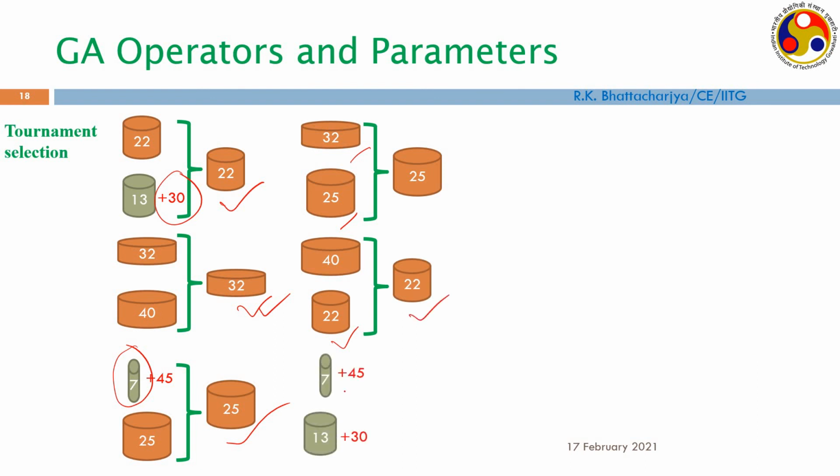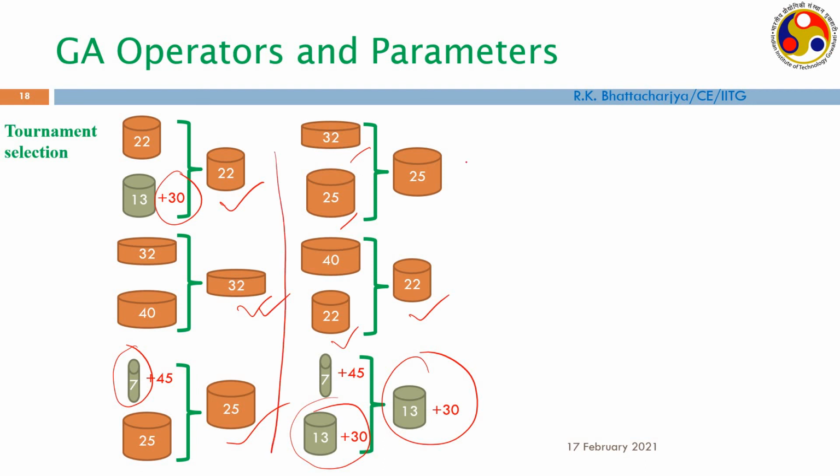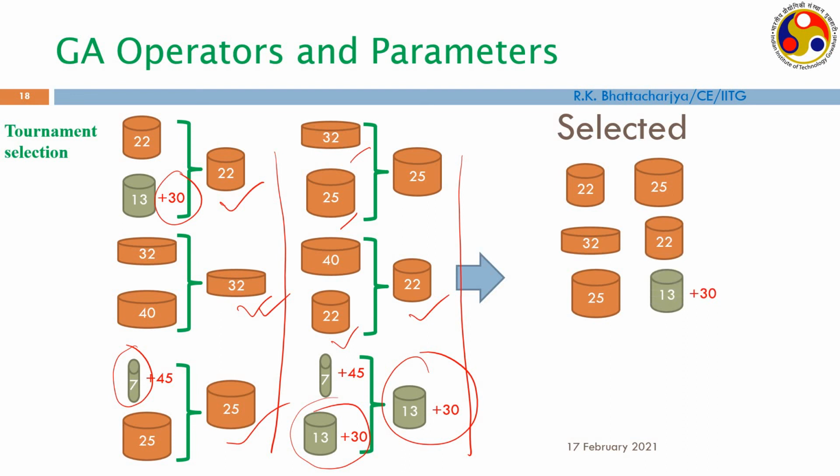And then 7 and 13. Both of these are infeasible solutions, not acceptable. But if you look at the violation, the violation of this one is less, 13 versus 30, so in the tournament the solution with less constraint violation will be selected. So how many solutions are you getting? In the first iteration you are getting these 3 solutions, and in the second tournament you are getting these solutions. So these are your selected population.